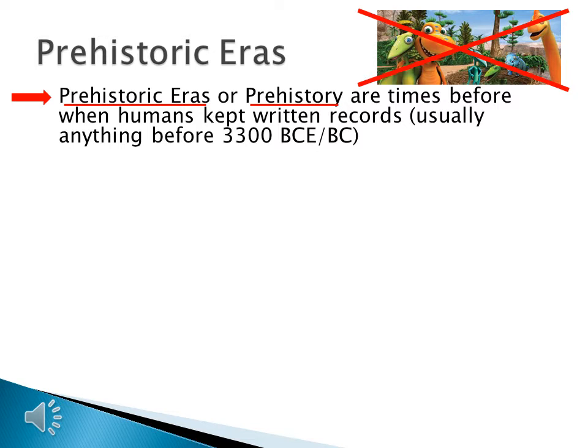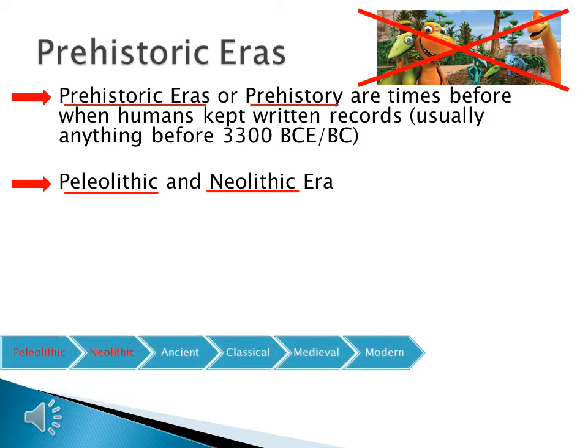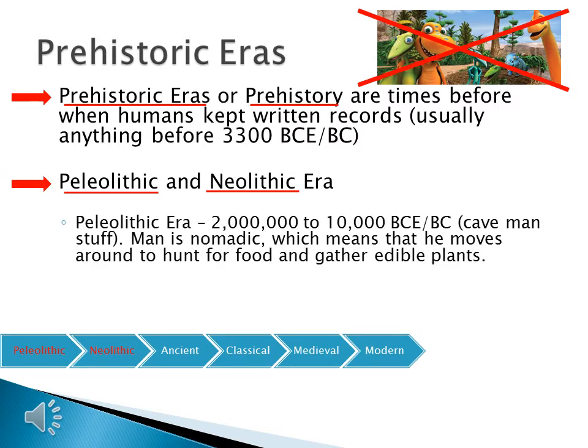Now, there are 2 prehistoric eras, the Paleolithic era and the Neolithic era. And if you look at the bottom of the screen, you'll see where these eras fit in with the other eras. The Paleolithic era is enormous. It's from 2 million BCE all the way to 10,000 BCE, and this is caveman stuff. Man is nomadic. He is wandering the land following his food. He's either hunting his food or he's gathering edible plants.